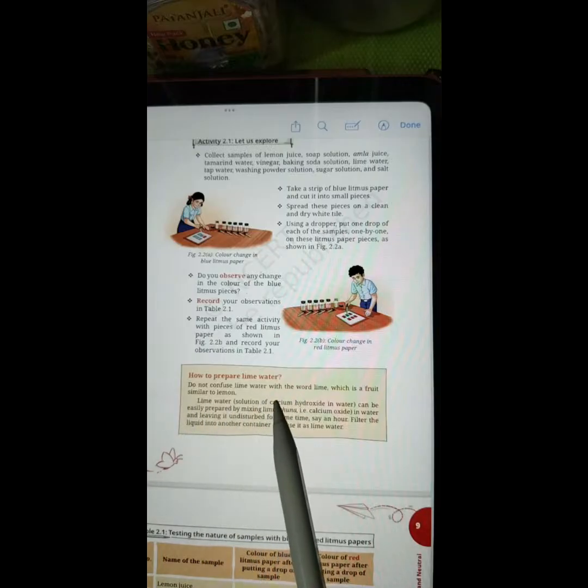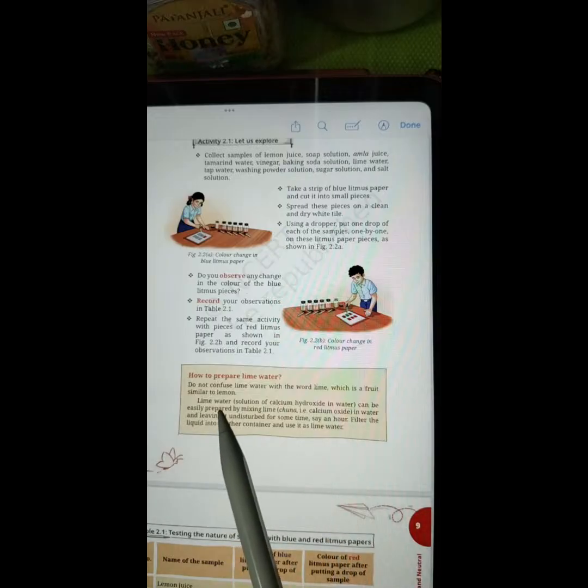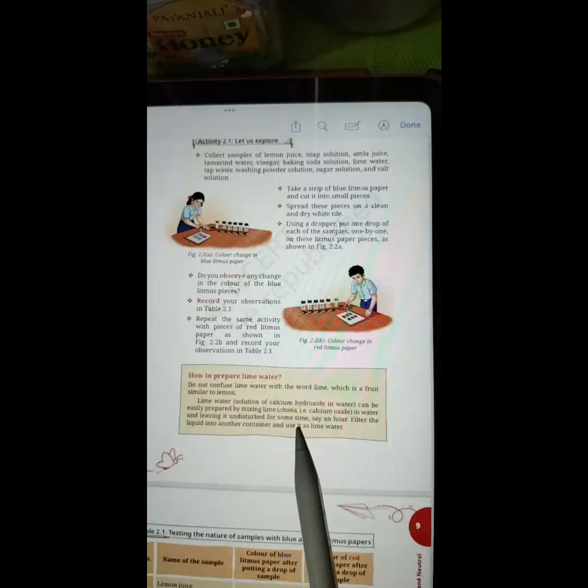Do not confuse lime water with the word lime, which is a fruit similar to lemon. Lime water, a solution of calcium hydroxide in water, can be easily prepared by mixing lime or chuna, that is calcium oxide, in water and leaving it undisturbed for some time, say an hour. Filter the liquid into another container and use it as lime water. So the substances that you are required to test with the litmus paper are lemon juice, soap solution, amla juice, tamarind water, vinegar, baking soda solution, lime water, tap water, washing powder solution, sugar solution, salt solution, or any other of your choice.